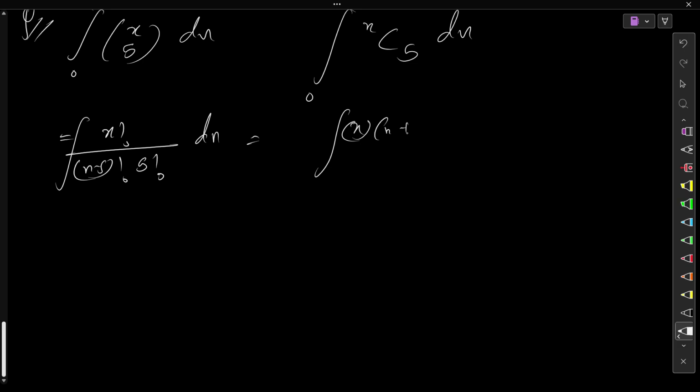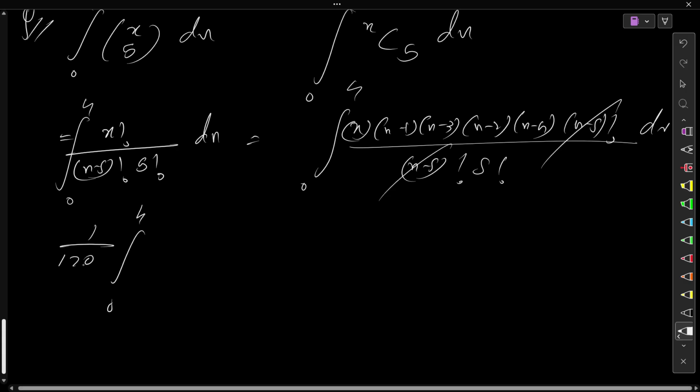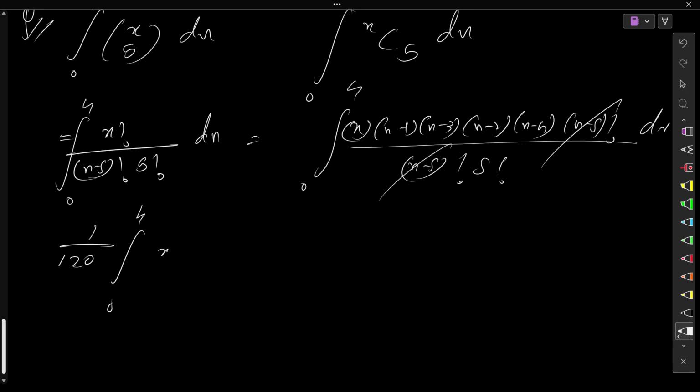x multiplied by (x minus 1) into (x minus 2) into (x minus 3) into (x minus 4) into (x minus 5) factorial divided by (x minus 5) factorial times 5 factorial dx, with limits from 0 to 4. So this got cancelled, and we are left with the integral from 0 to 4 of 1 by 120, because 5 factorial is actually 120. So from here, x multiplied by (x minus 1) into (x minus 2) into (x minus 3) into (x minus 4).